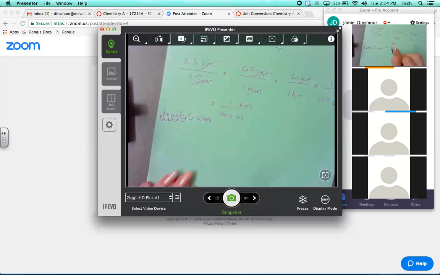Meters are now crossed out. We're left with kilometers per hour for our units. So units look good. That's what we want. Now we just have to do the math to figure all this out.